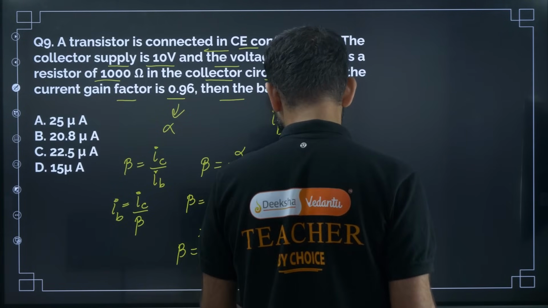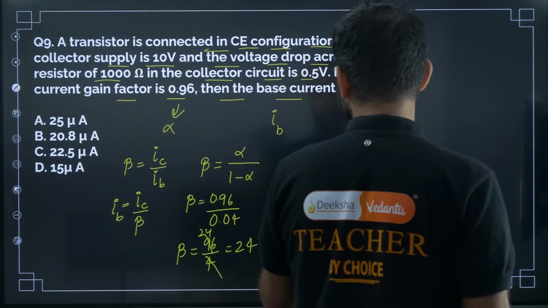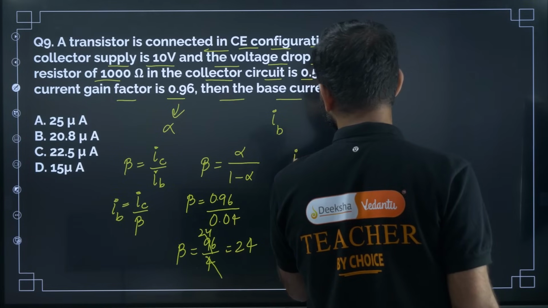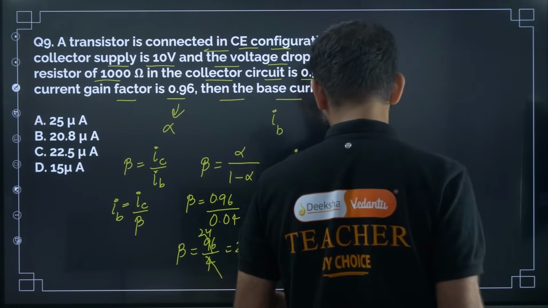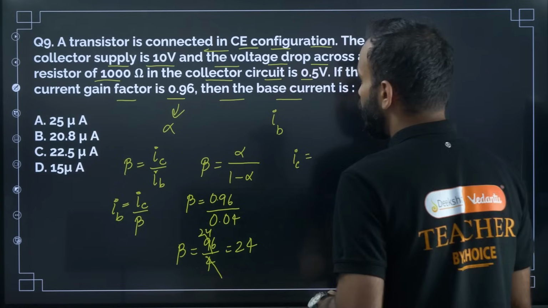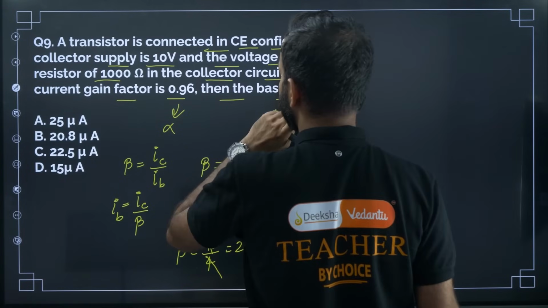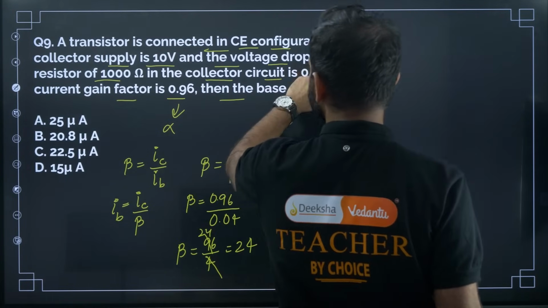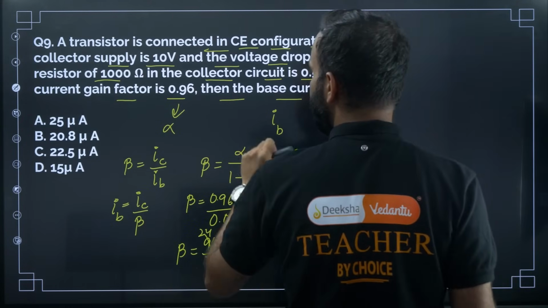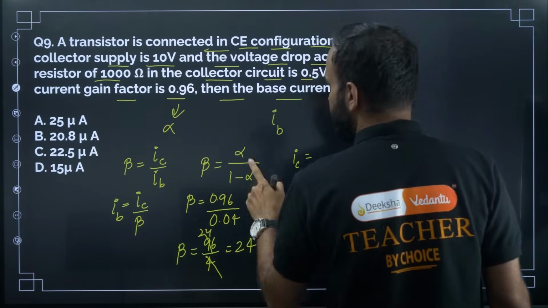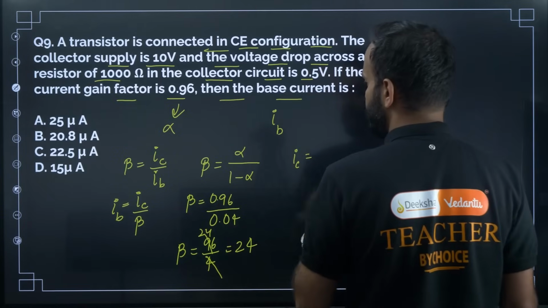So let us find IC, that is collector current, right? So collector current is equal to voltage drop across the collector, that is 0.5 volt, divided by resistance, the collector resistance.